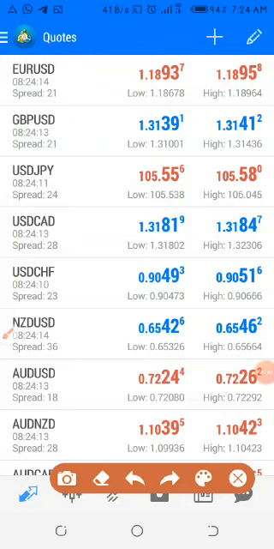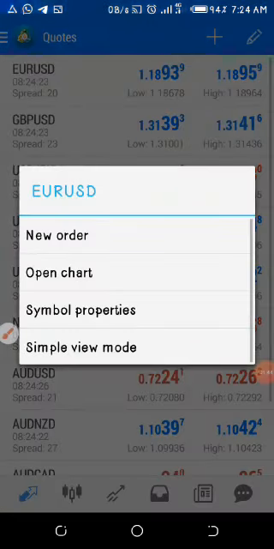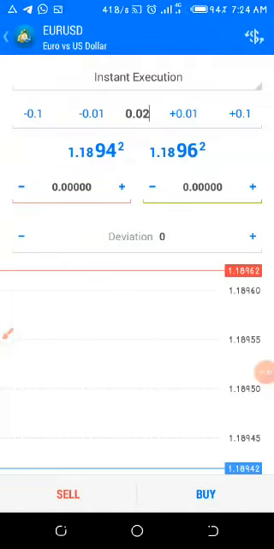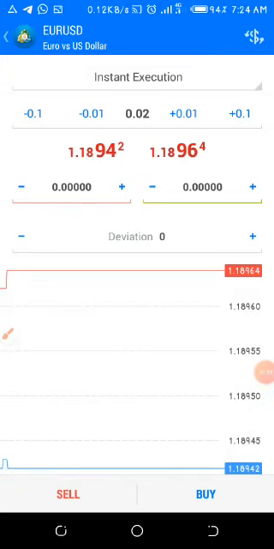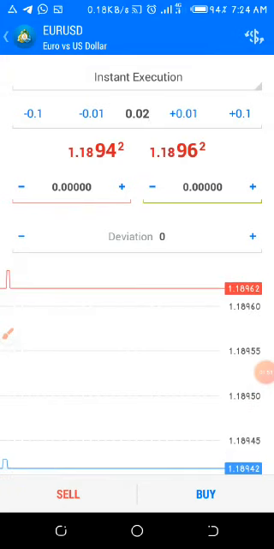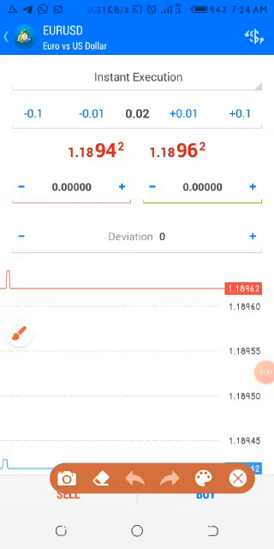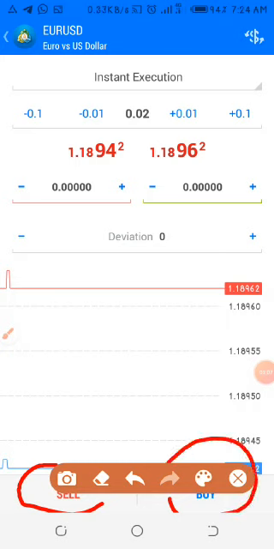You click it. When you click it, you see new order, open chart, symbol properties, simple view mode. Just click new order. Once you click new order, it will bring you down. Now look at beneath. Okay, beneath here, you see sell here. You see buy here.